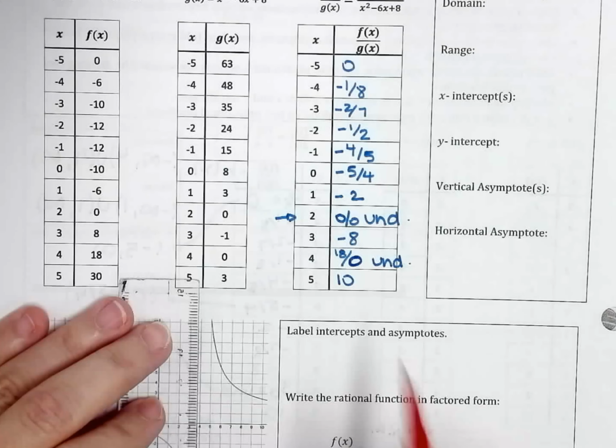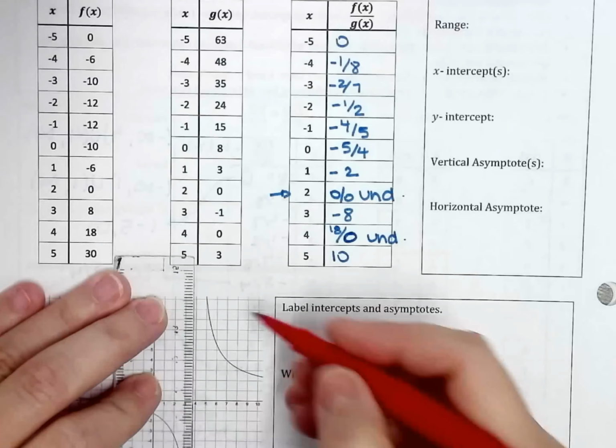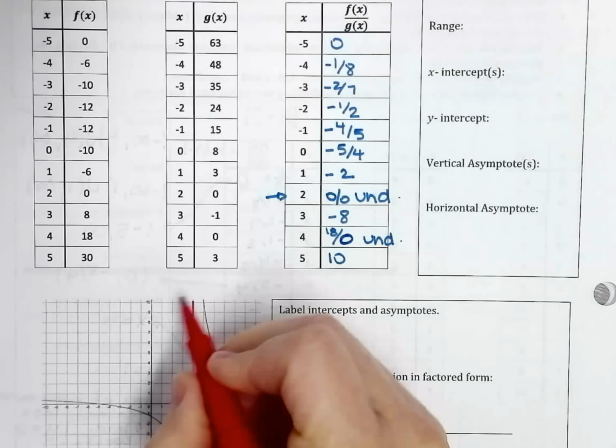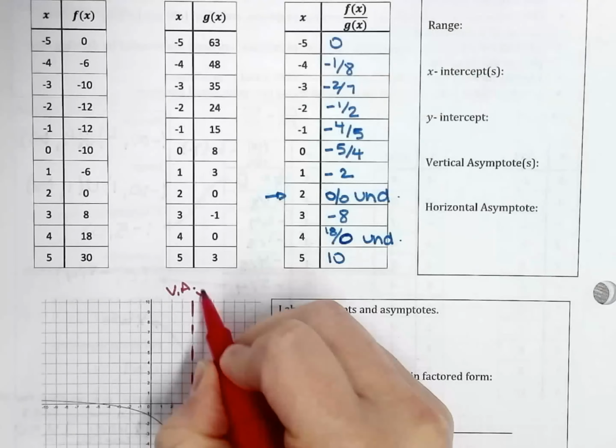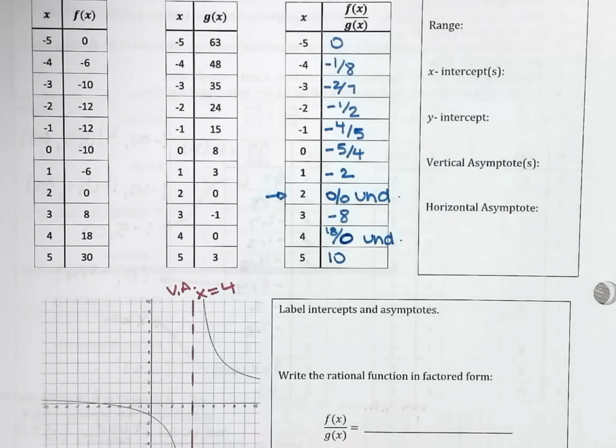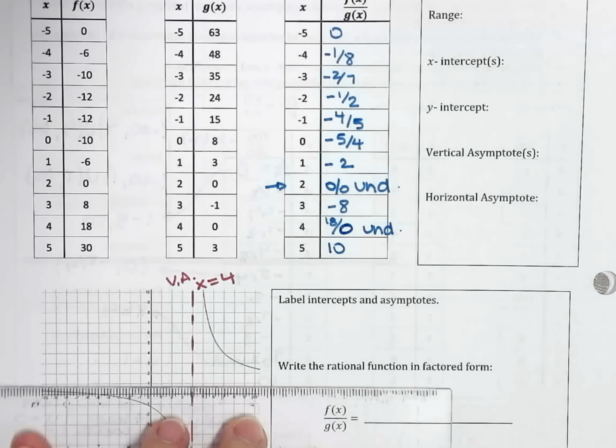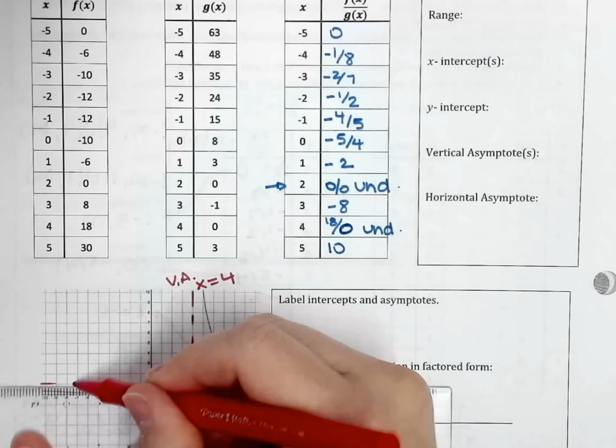So the vertical asymptote right there is x equals 4. So vertical asymptote, x equals 4 right there. And then horizontal asymptote, y equals 1.